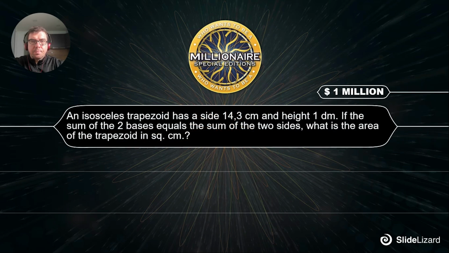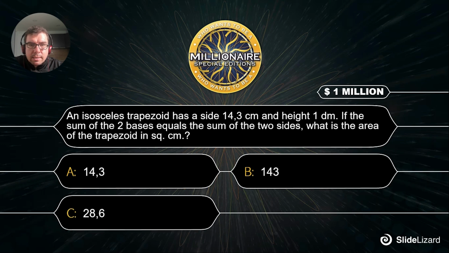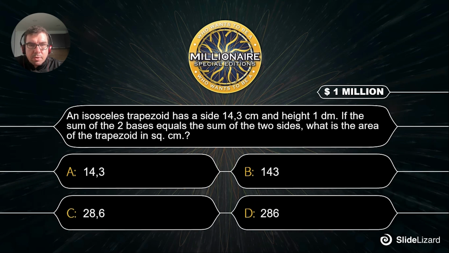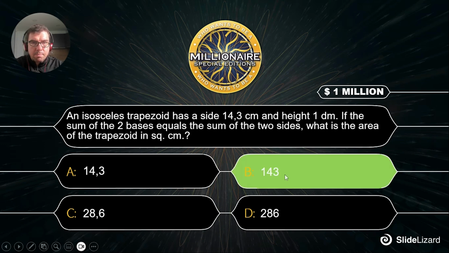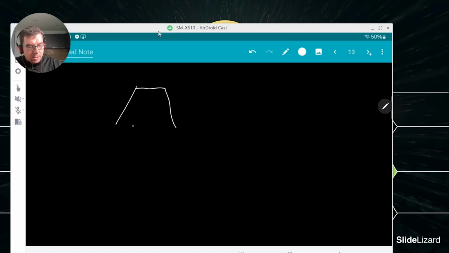Last problem. An isosceles trapezoid has a side 14.3 and height 1 decimeter. If the sum of the two bases equals the sum of the two sides, what is the area of the trapezoid in square centimeters? Think about it, 5 seconds. Did you find B? 143? 143 is correct. I have an isosceles trapezoid.